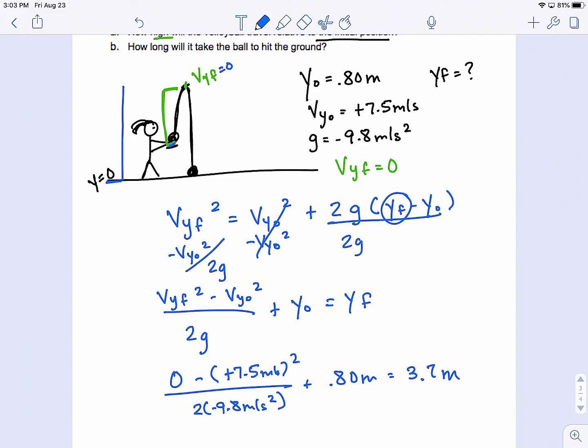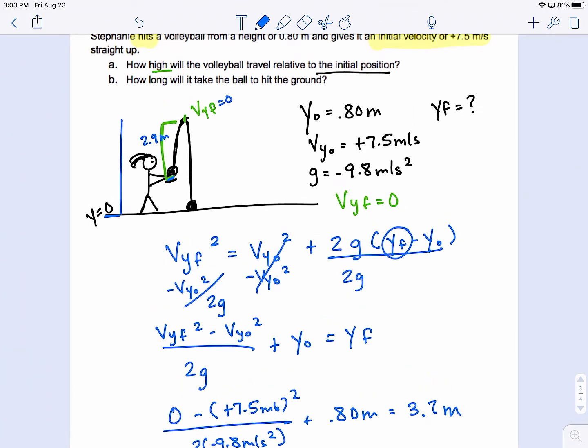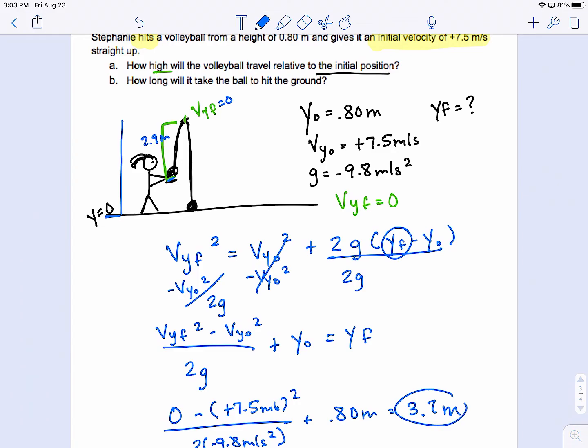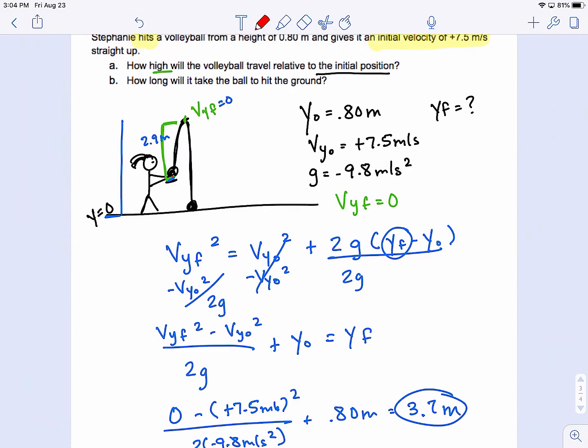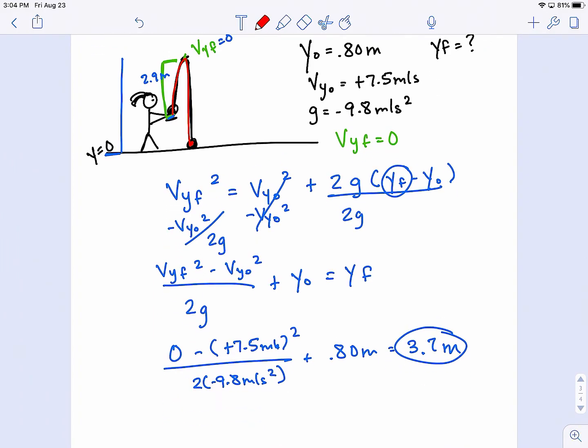If we want to know from the initial position, we actually need to subtract that 0.8 out. So that's going to be, let's say, 2.9 meters here. That's how high from the start position. And then the 3.7 is how high from the ground. Now it says how long will it take the ball to hit the ground. So if the ball goes up and then comes all the way back down to the ground, notice that it's landing lower than where it started. So this is a little bit more difficult.